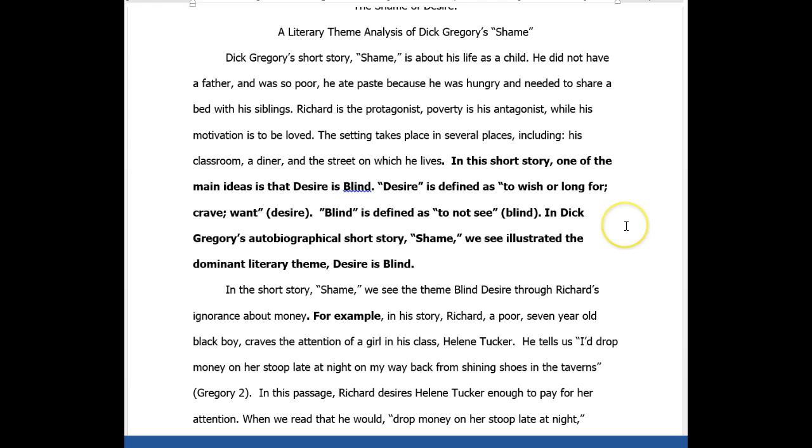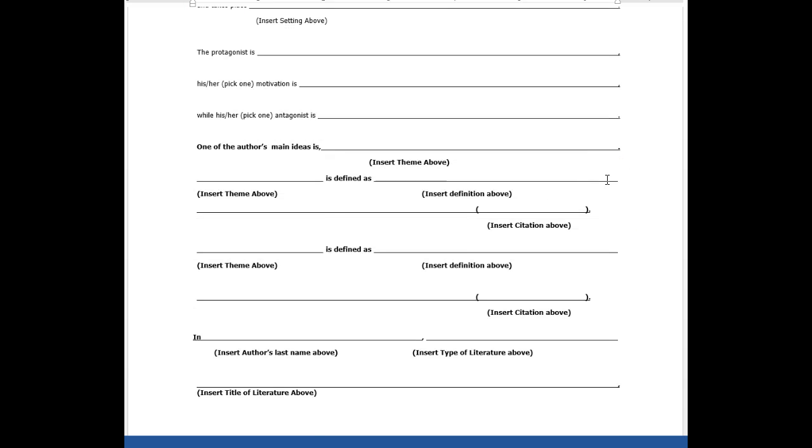In Dick Gregory's autobiographical short story, Shame, we see illustrated the dominant literary theme, desire is blind. So you're telling me, the reader, that you're going to prove that desire is blind is the theme in this short story. So what I'd like to do right now is stop and start again.